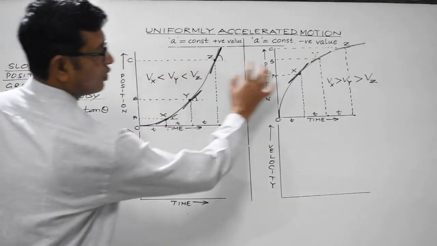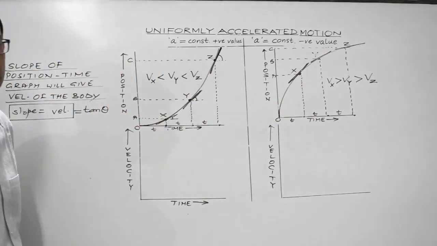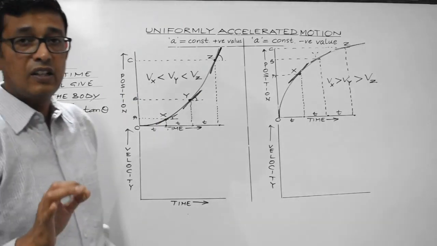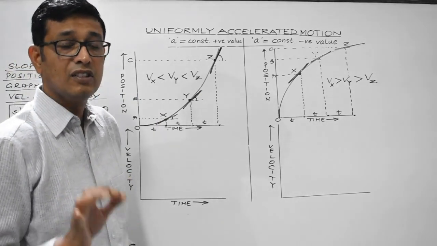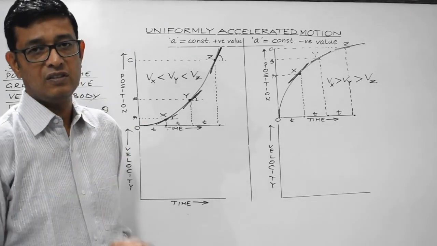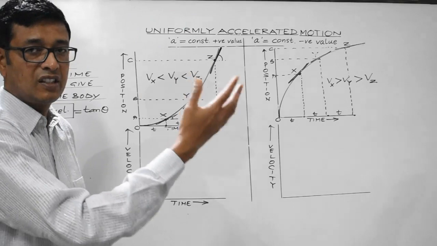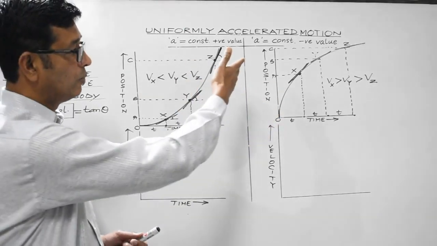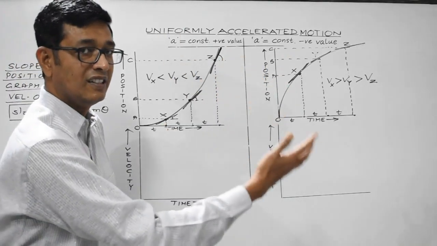I hope you have understood this topic, right? Position time graph. The significance of the position time graph is that the slope of the position time graph always gives us velocity. If the slope is increasing, it means that velocity is increasing. If the slope is decreasing, it means that velocity is decreasing. Right?